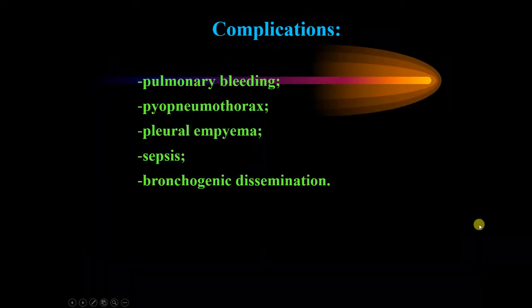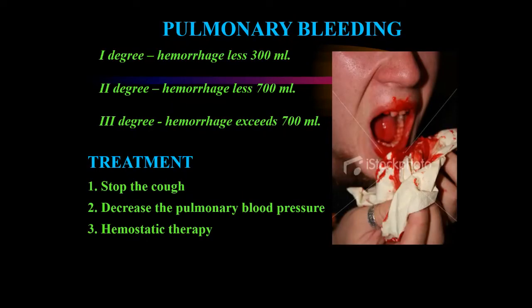Complications of the lung abscess are pulmonary bleeding, pneumothorax, pleural empyema, sepsis, and bronchial dissemination. Pulmonary bleeding has 3 degrees. First degree: hemorrhage less than 300 milliliters. Second degree: hemorrhage less than 700 milliliters. And third degree: hemorrhage exceeds 700 milliliters. Treatment: at first, stopping of the cough. Second, decreasing the pulmonary blood pressure, and finally hemostatic therapy.